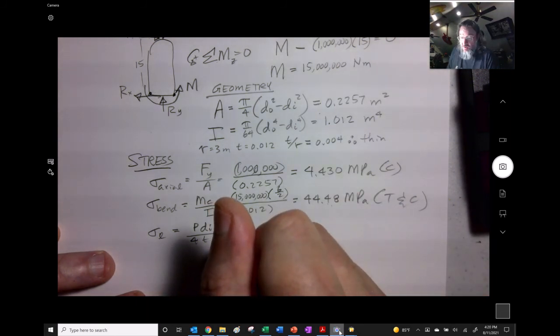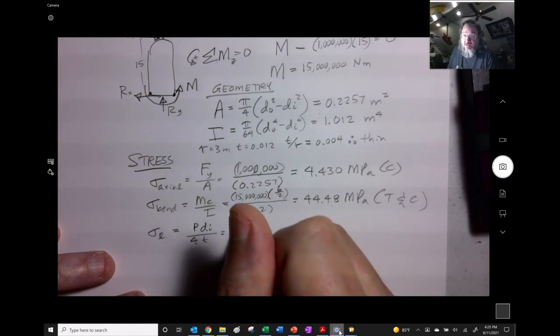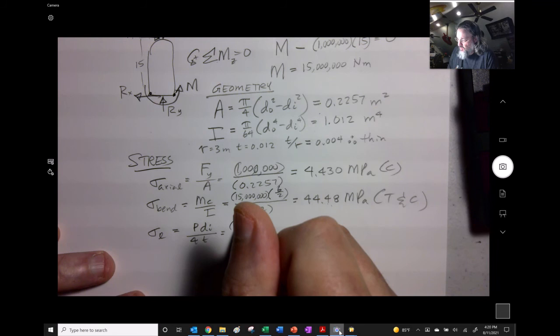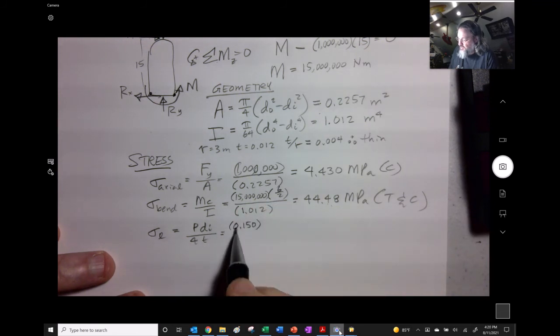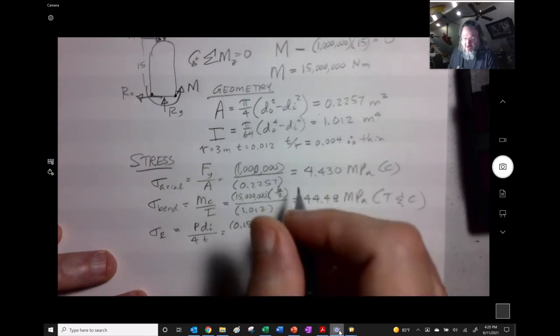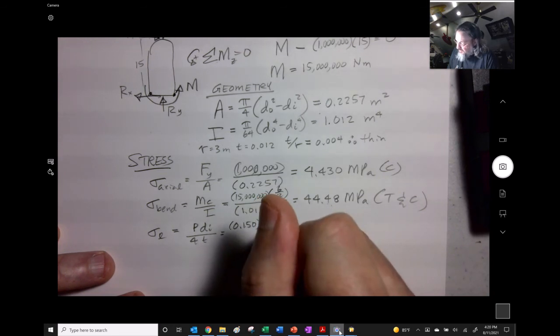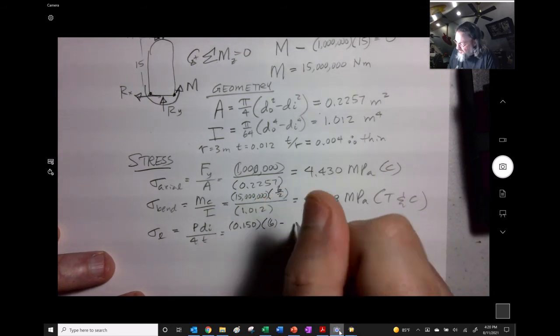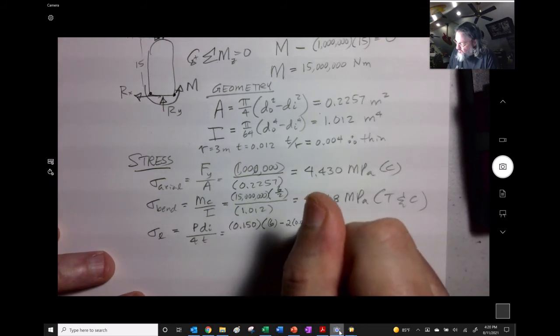So the pressure on here needs to be, I want megapascals, and I was given kilopascals. So this is 0.150 is the pressure in megapascals, because they gave us kilopascals, but I'm going to stick with these other units right up there. And this is going to be 6 minus 2 times 0.012, right?